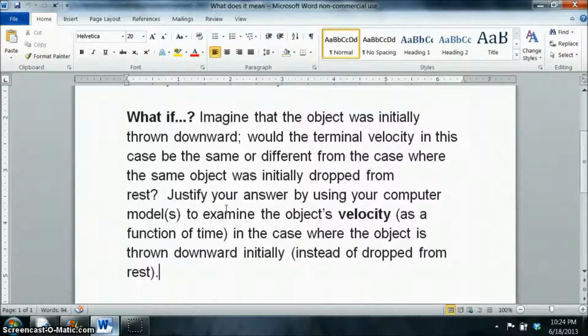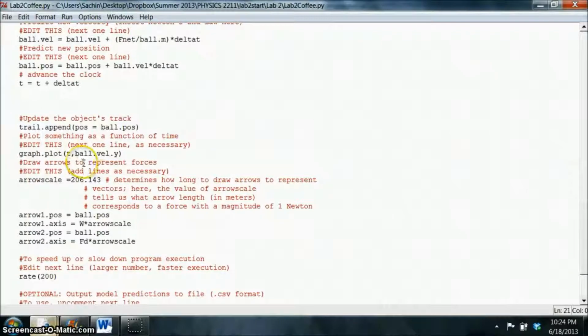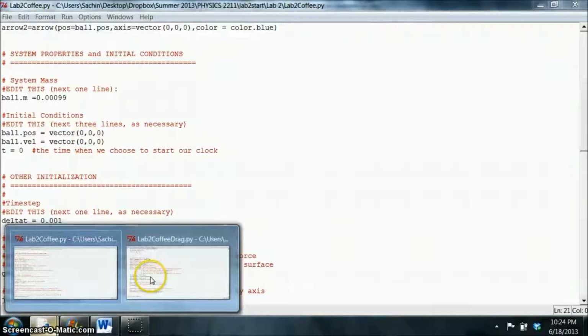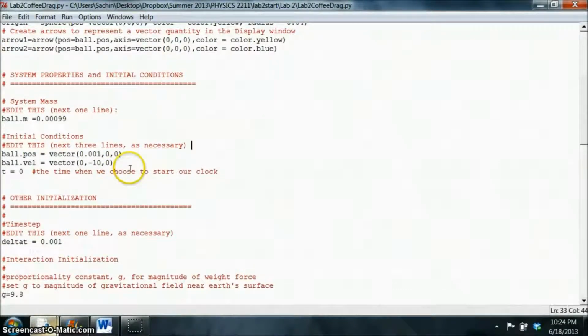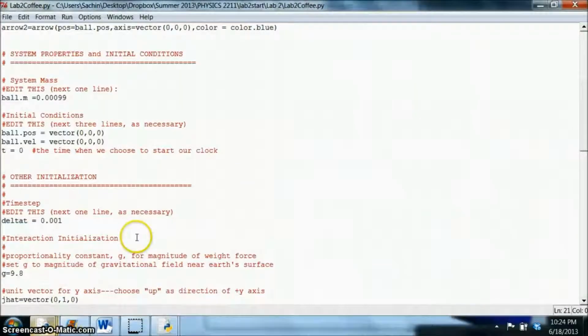The second question asks, what if the object was thrown down with initial velocity? Would terminal velocity be reached earlier, at the same time, or different? So let's see what happens, and the best way to do this is I changed the graphs to represent the velocity rather than the position down here. And up here I kept the velocity to be 0, and here in this one I kept the velocity to be negative 10, since it's being thrown downwards. Now let's look at both of the graphs and see how they compare to one another.